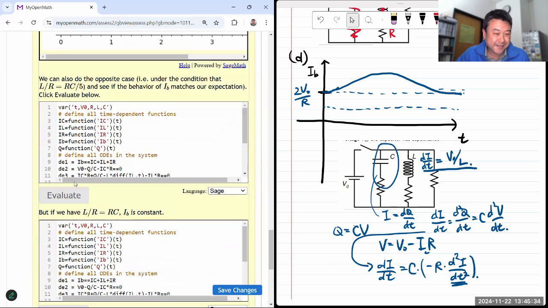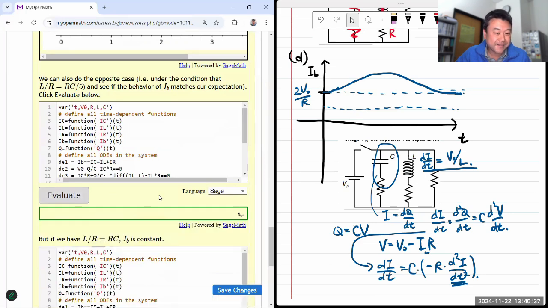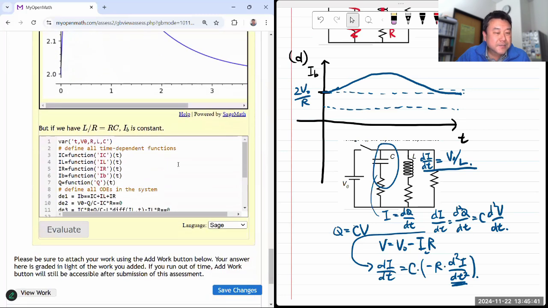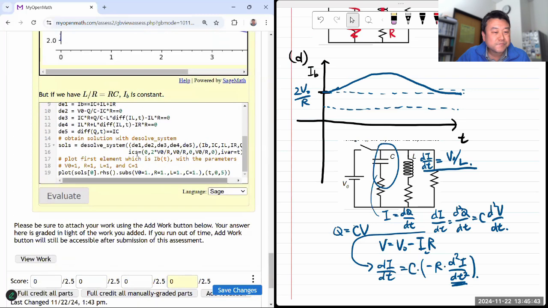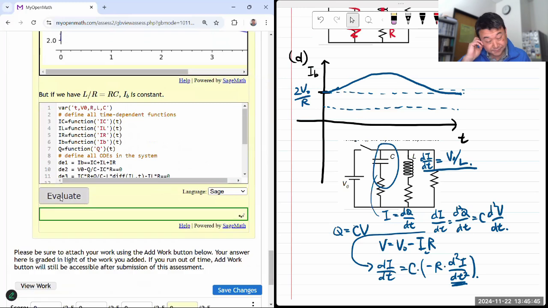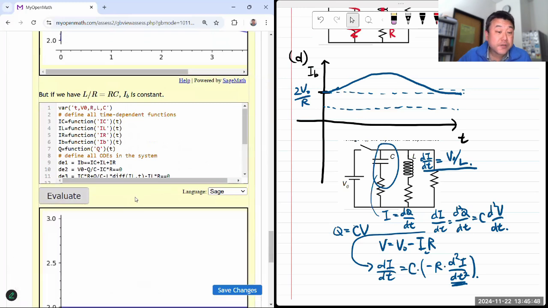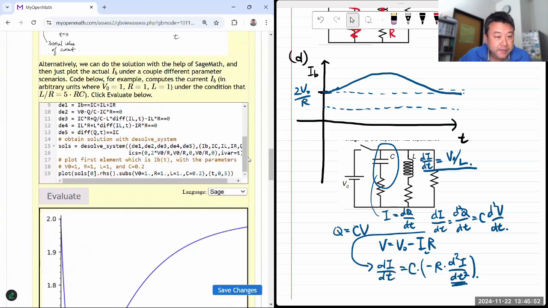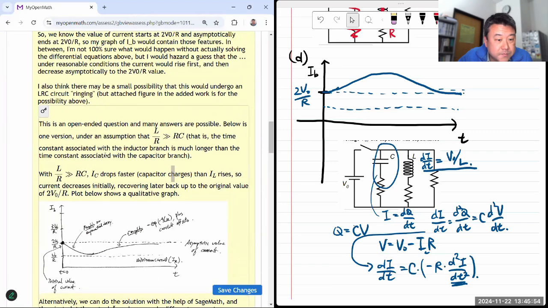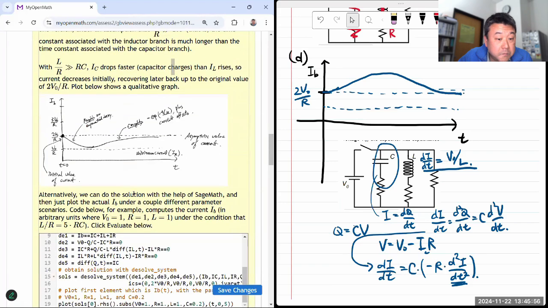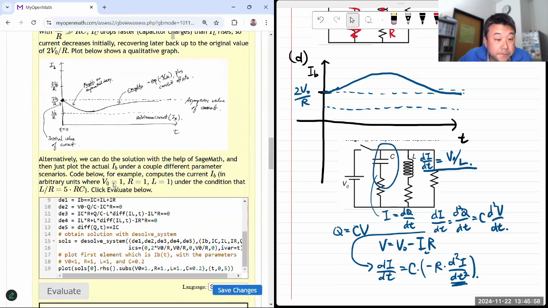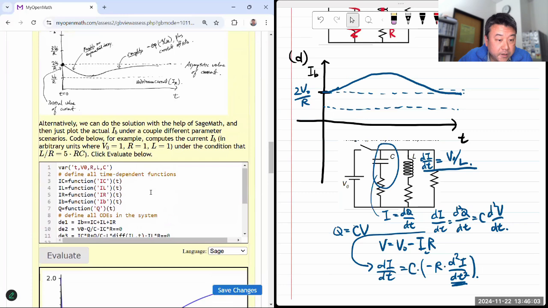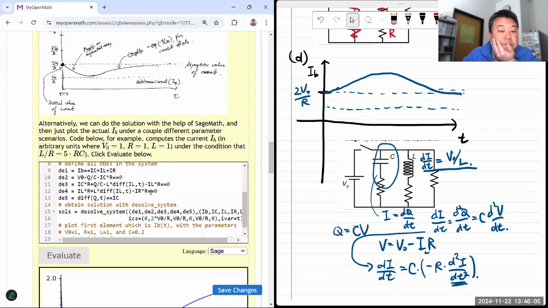Opposite case, then is it not possible to get a ringing answer? So in order to get a ringing answer, you do need a small r, I think. Let's see, is it possible to get a ringing answer? So let me take this and just make r really small. Can I do that?